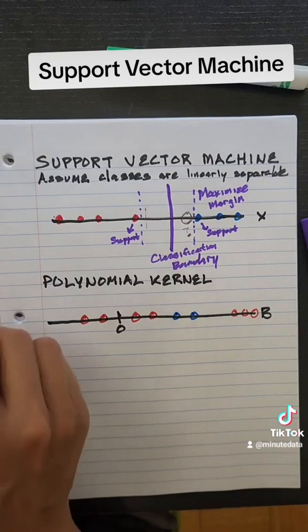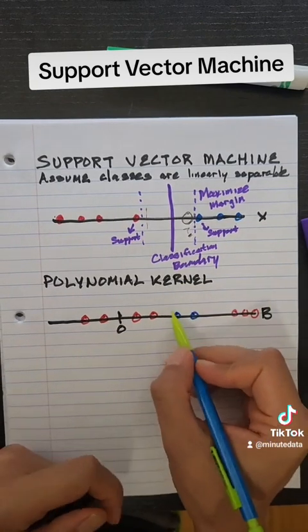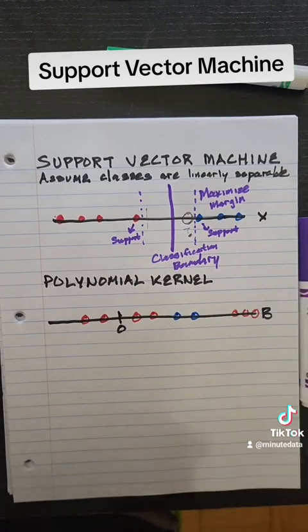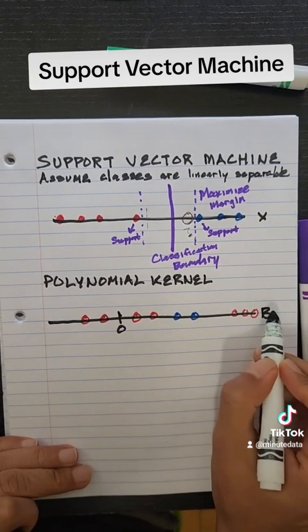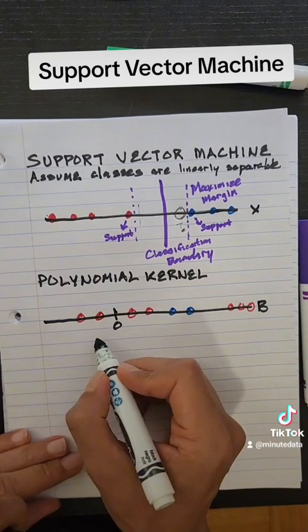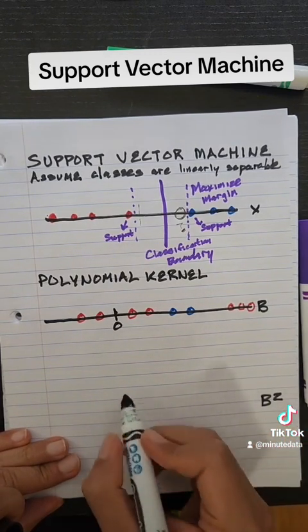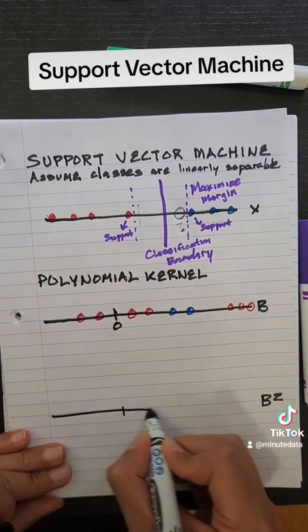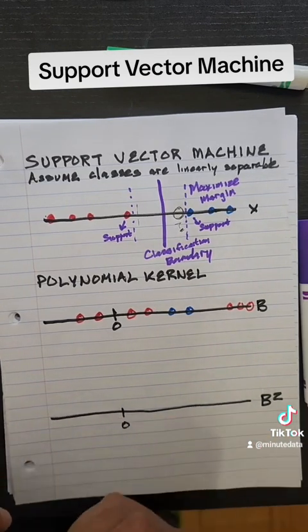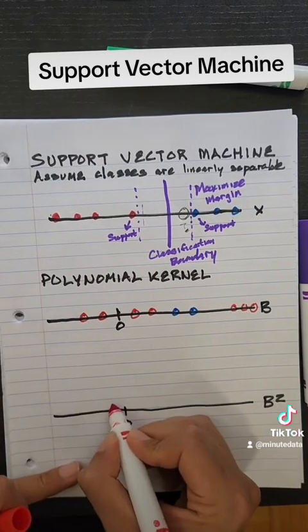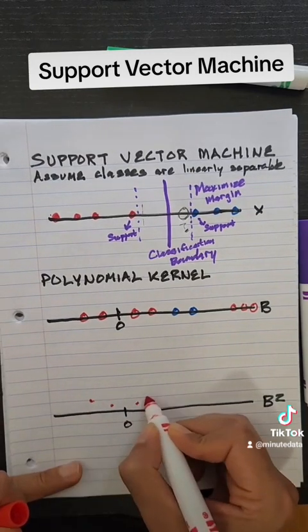Now we're in a scenario where we can't cleanly draw a single line to separate out the blue class from the red class. So the idea of a polynomial kernel is you can actually take your variable to a polynomial. So in our case, let's graph out b squared. And again, you have 0. So what's b squared? B squared will look something like this.